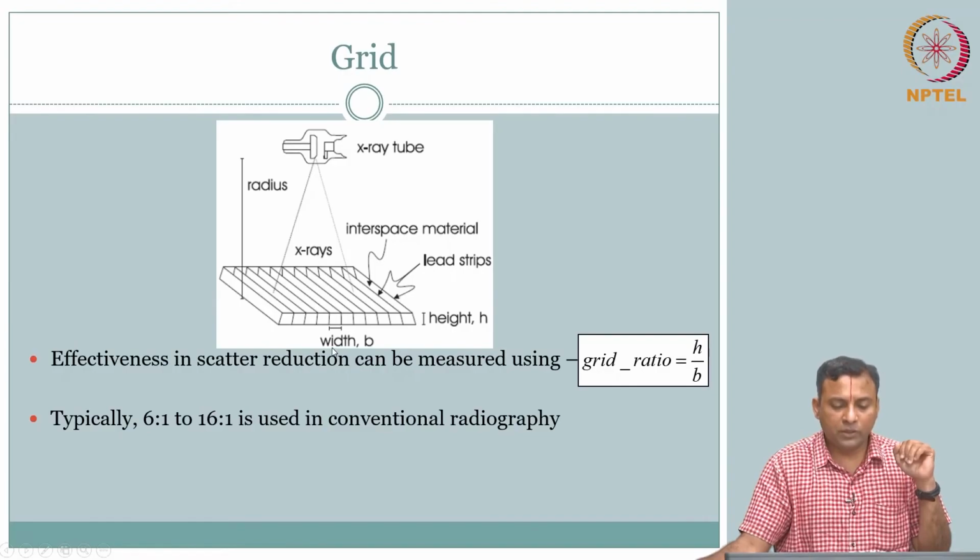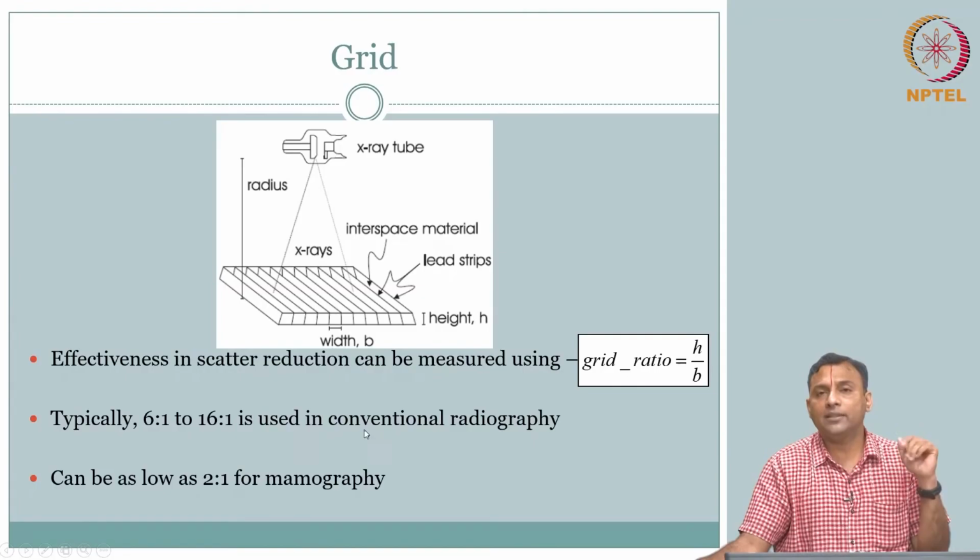Okay, so this is with respect to reducing the scattering. It can be as low as 2:1 for mammography.